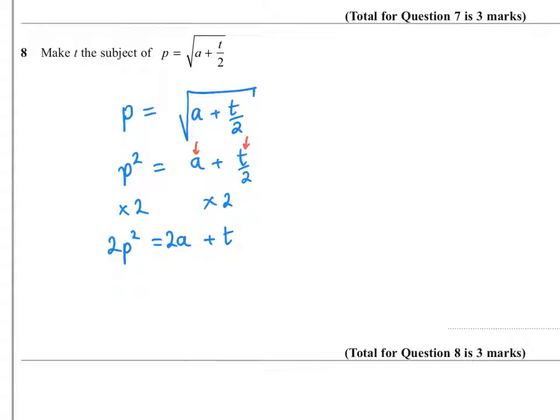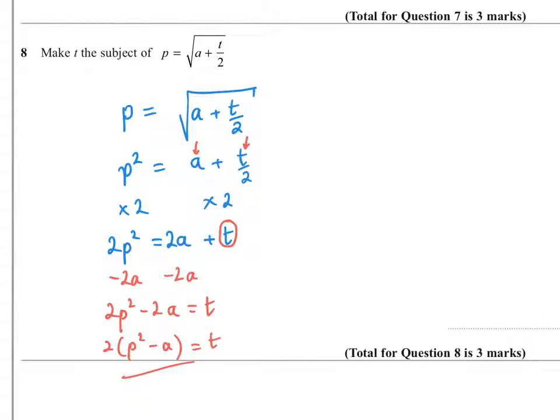So that isolates the t here if I take 2a from both sides. So that's going to give me 2p squared minus 2a equals t. So I could take 2 out here as a factor and leave my answer as that.